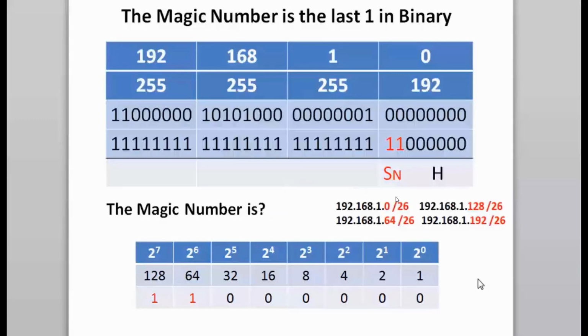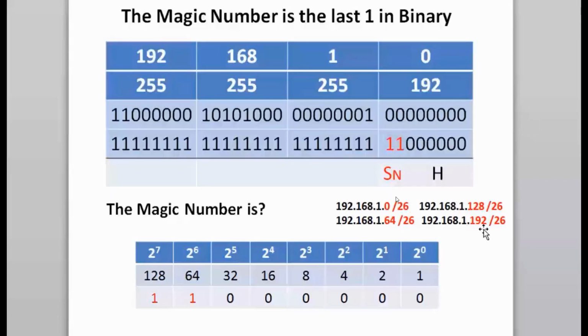So for instance, the first subnet is always 0, so 192.168.1.0/26. The next subnet is 64. 64 plus 64 is 128, and 128 plus 64 is 192. You can see how the subnets are going up by 64. There's only 4 subnets because we've borrowed 2 subnet bits.